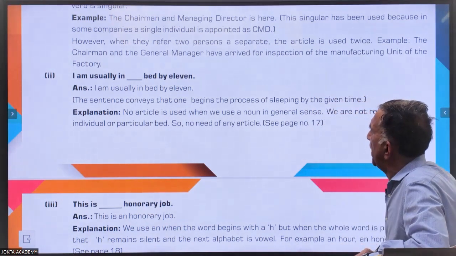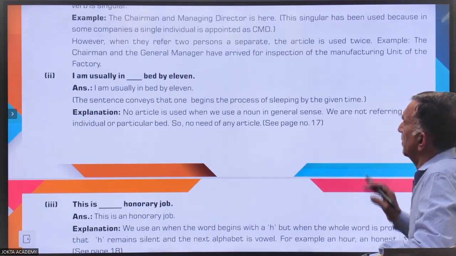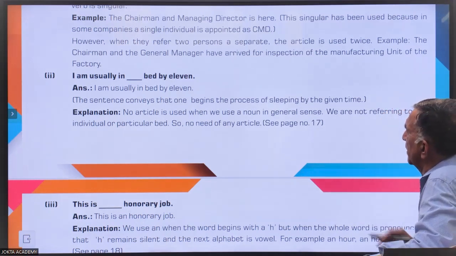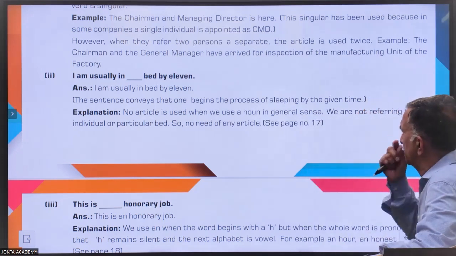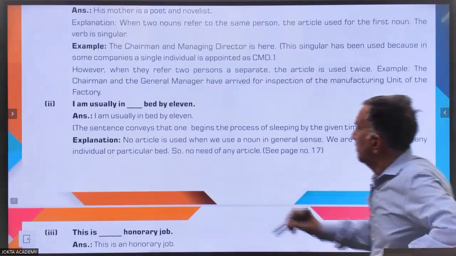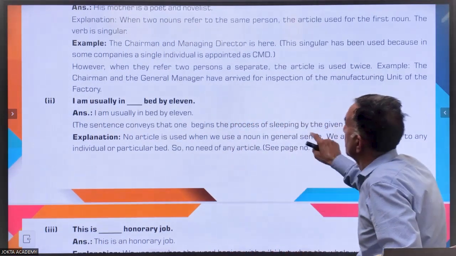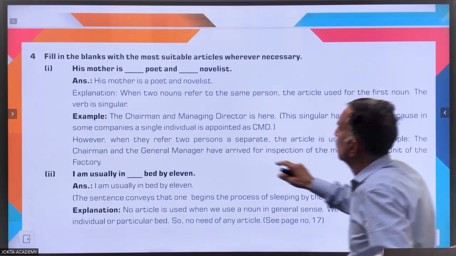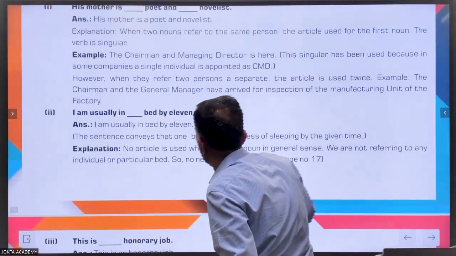I'm usually in bed by 11. There is no other word required. It conveys the one that begins the process of sleeping. No article is used. We don't require any article here. We require only one article here. Here we require no article.